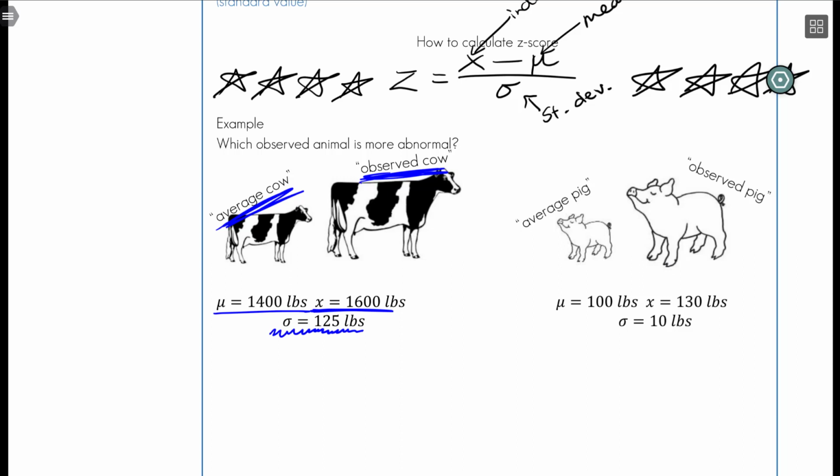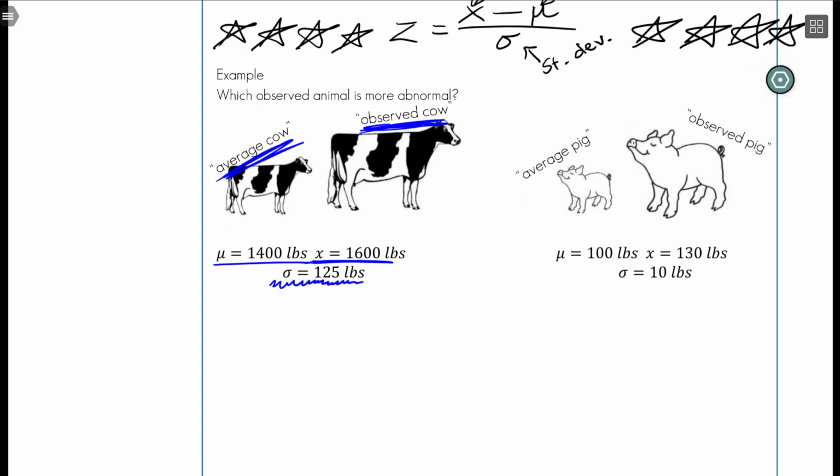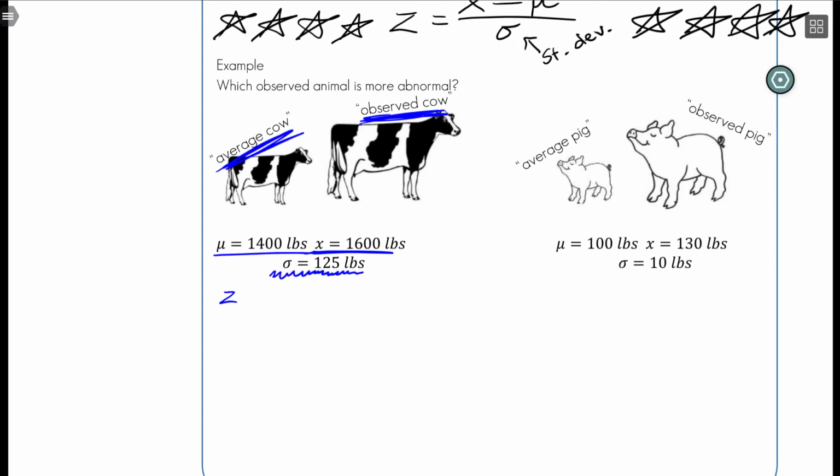The variability from cow to cow is 125 pounds, and that's typical. Okay, so let's go ahead and calculate the z-score of the cow. We know that the z-score formula, because you said you were never ever going to forget it, is x minus mu over sigma. So z equals my individual cow, 1,600, minus the average cow weight, 1,400, and we're going to divide that by 125.